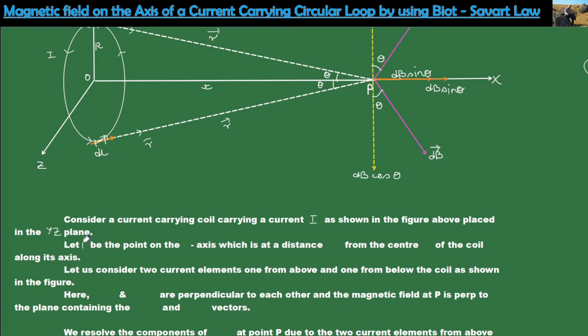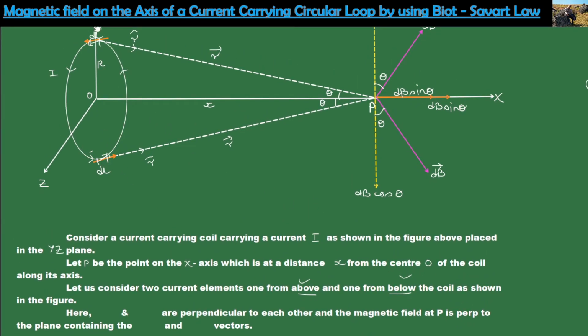Let P be the point on the x-axis. This P is the point on the x-axis which is at a distance x from the center O of the coil along the axis. So from here you will consider two elements, like I have explained, one from above and one from below the coil as shown in the figure. So this is below and the upper one will be from above.